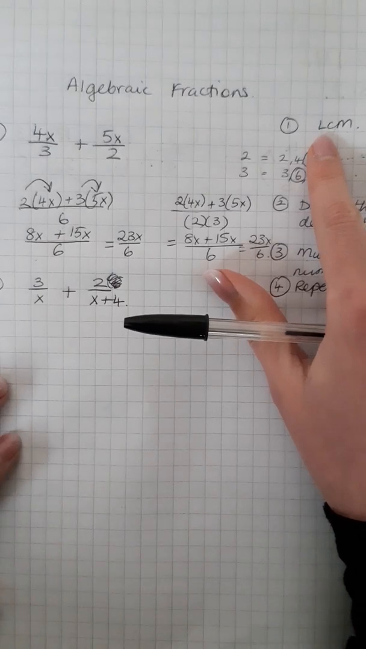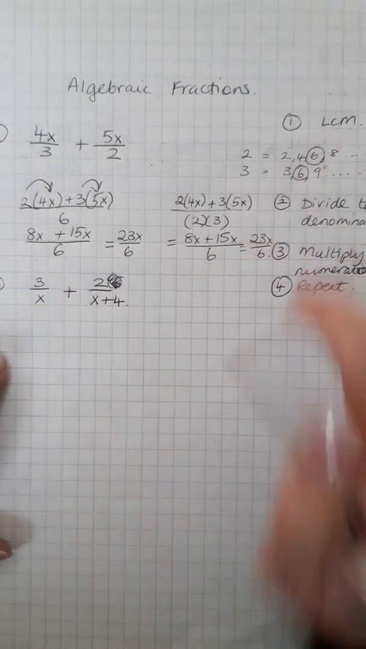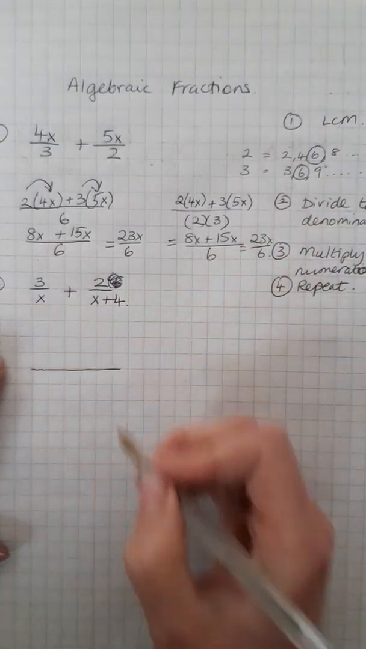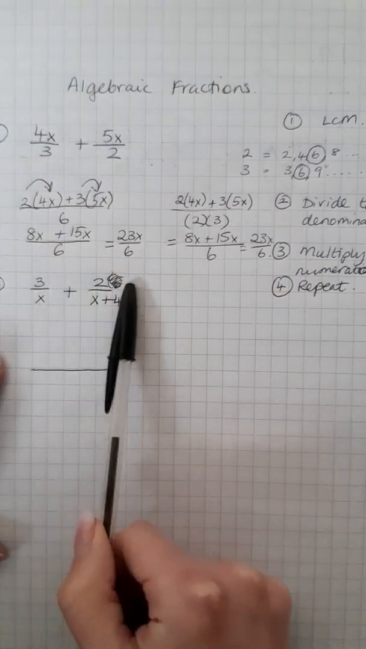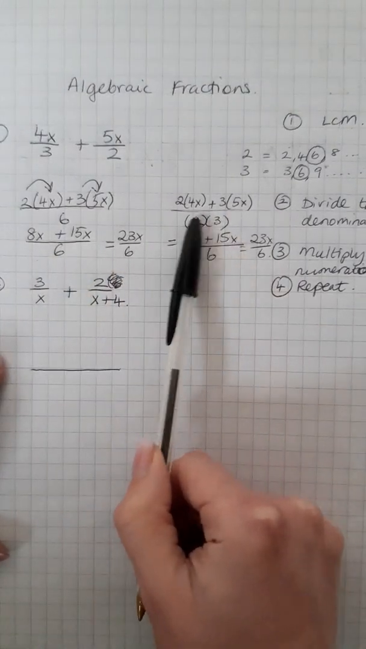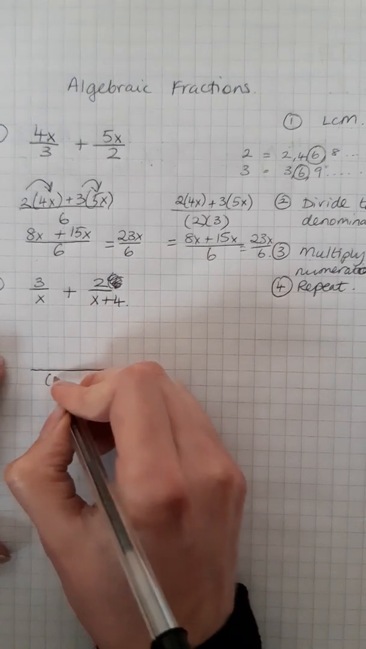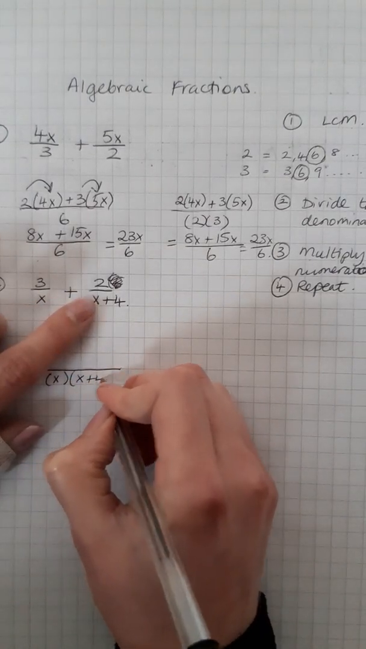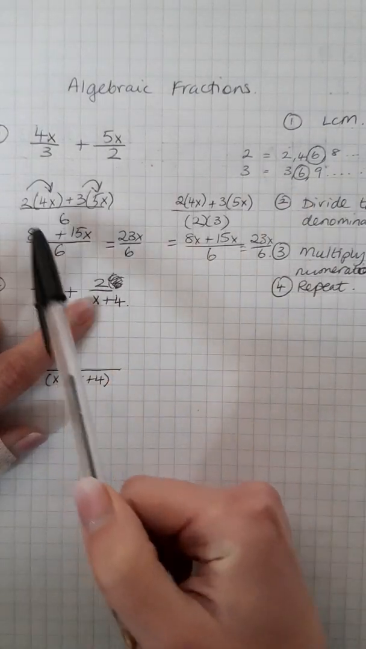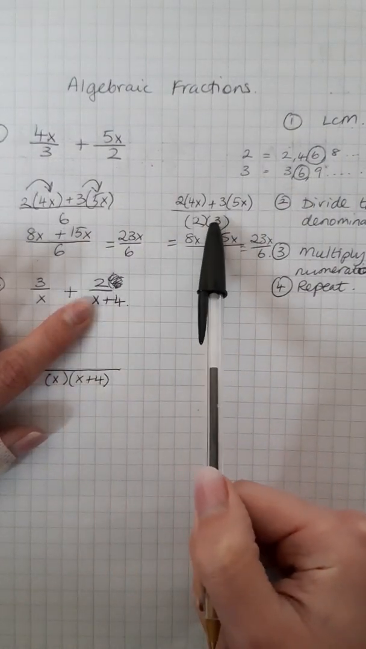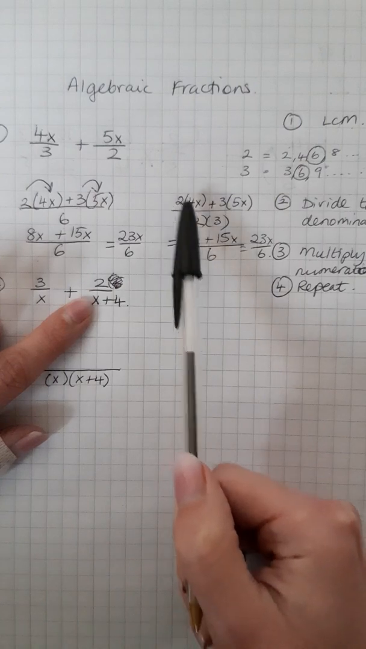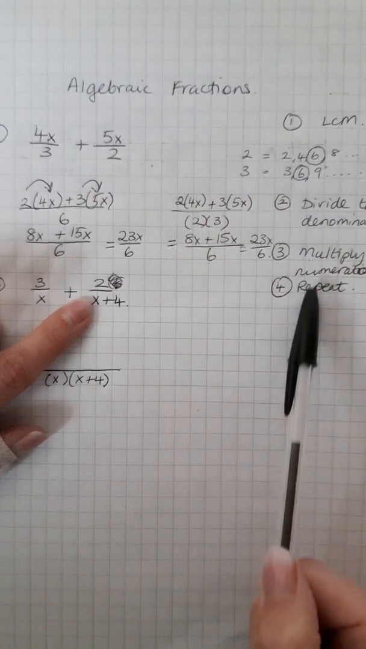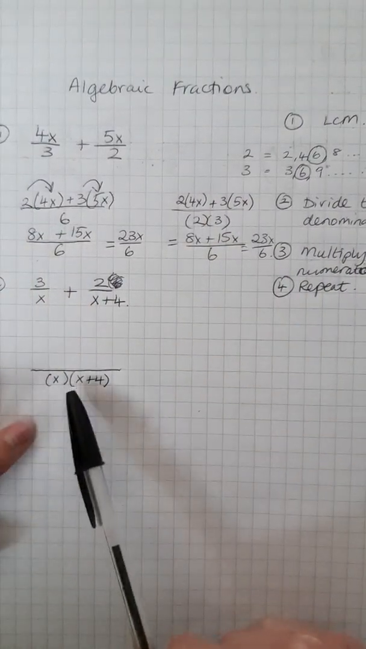First thing you do is you get an LCM to do the second question. So you draw your line, and when you have two unknown values, the LCM is just the two numbers multiplied by themselves. So x is my first factor, and the second factor is x plus 4. Using the logic that 6 was the same thing as just 2 by 3, and that was my LCM, and I divided in, I multiplied out, and I repeated. I'm going to do the exact same thing with this.